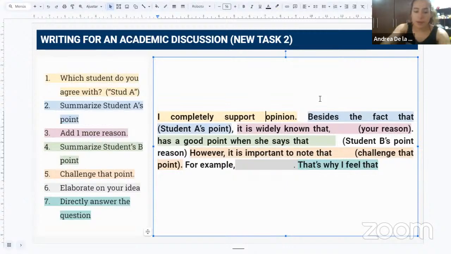So let's say we agree with Alex, or okay, think of a reason first. Think of the reason so that then you can decide which student to agree with. What do you guys think?